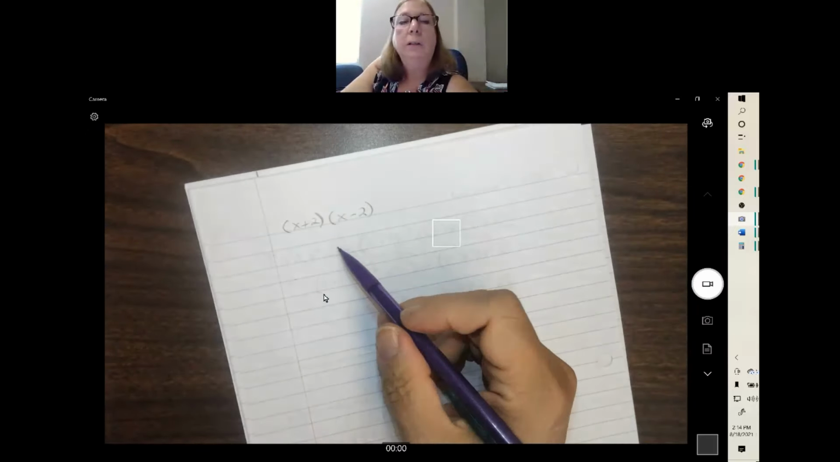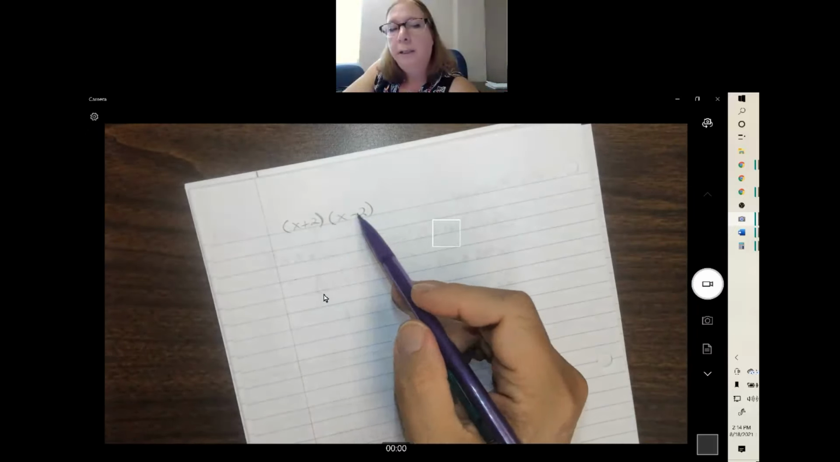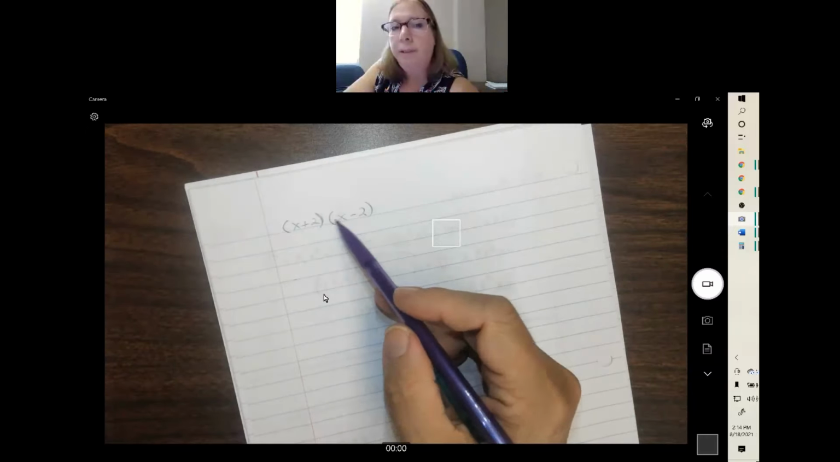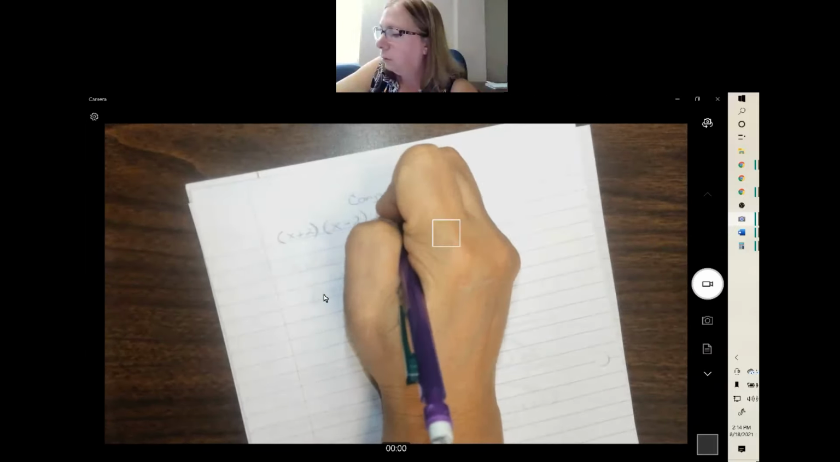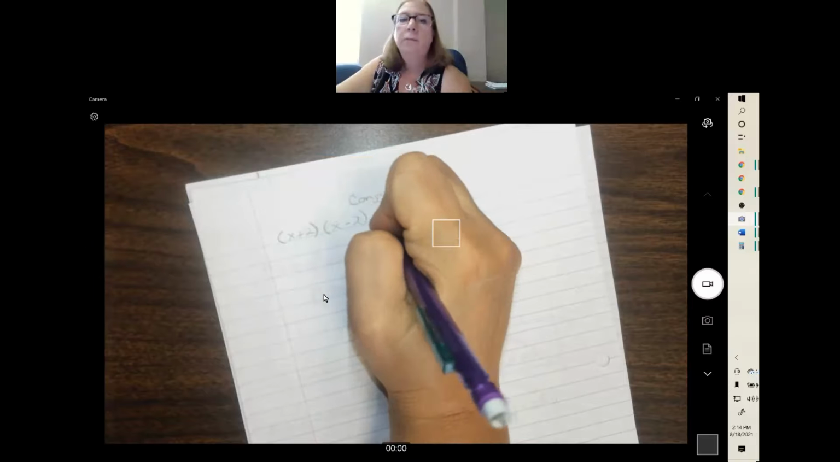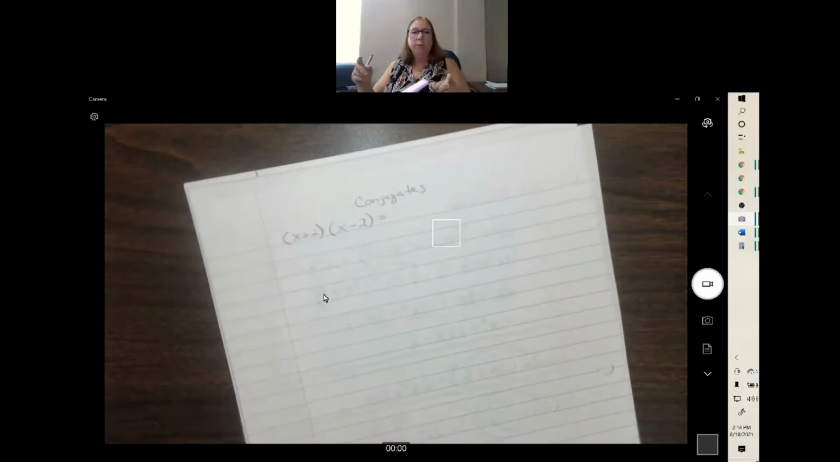Okay, with this one, notice they're exactly the same except for the middle sign is opposite. These are called conjugates. When you multiply them, the two middle terms cancel out. And we use it a lot for limits to infinity. Trying to think what else we might get into with it, but it is used for a lot of different things. Oh, square root reducing.